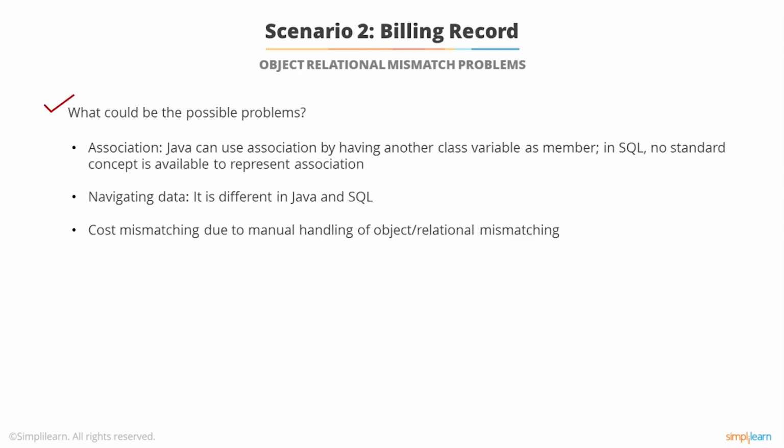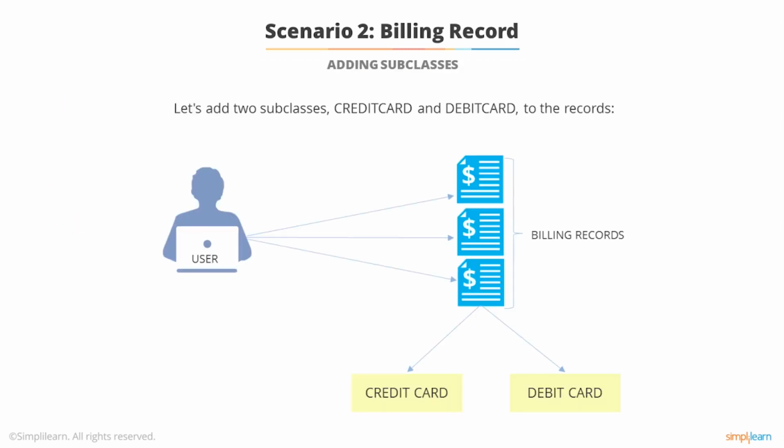Now, what could be the possible problems with this? The association problem. We are talking about object relationship mismatch problems. In terms of association, Java can use association by having another class variable as a member. In SQL, no standard concept is available to represent association. Navigating data is different in Java and SQL, and this causes mismatching due to manual handling of the object relational mismatch.